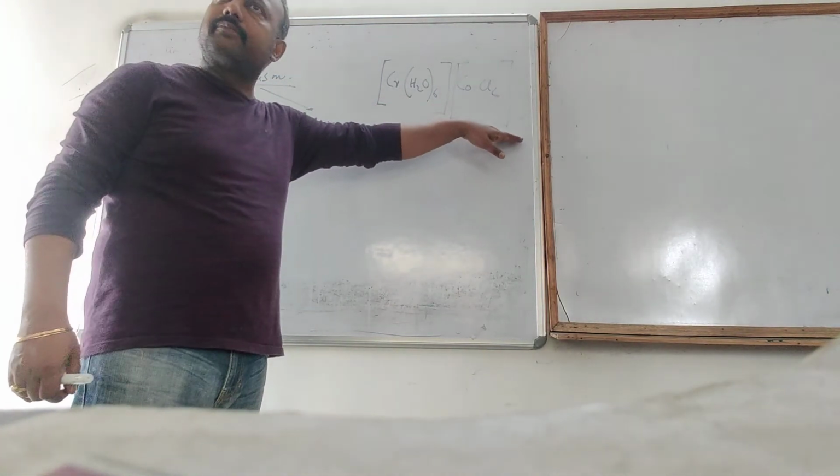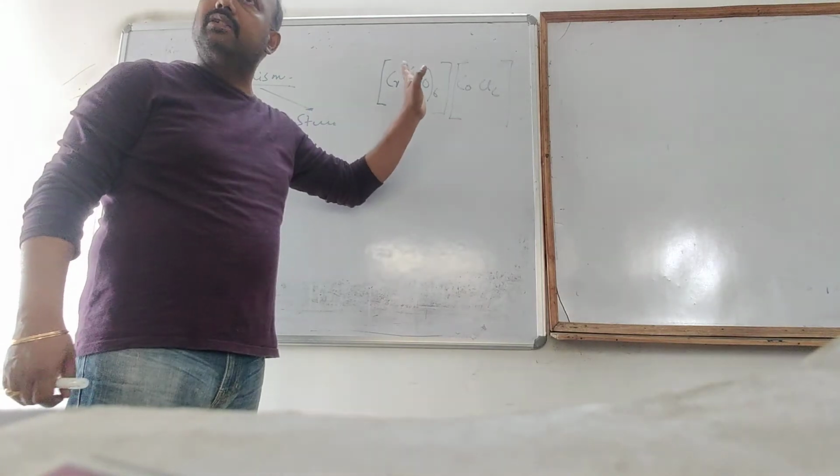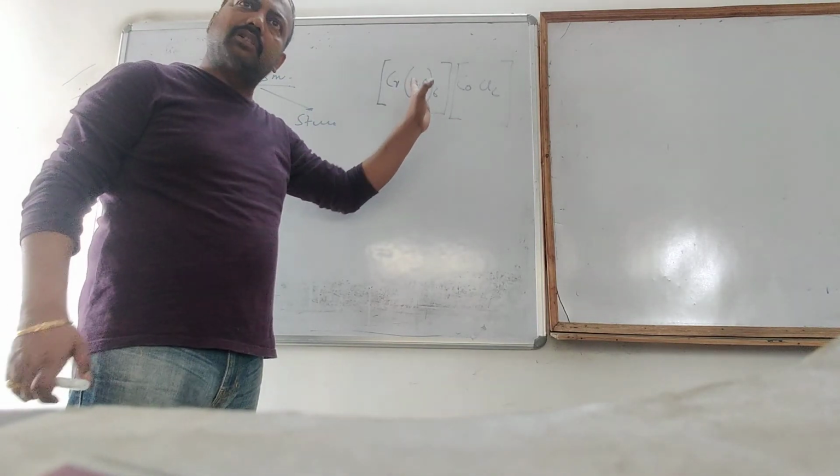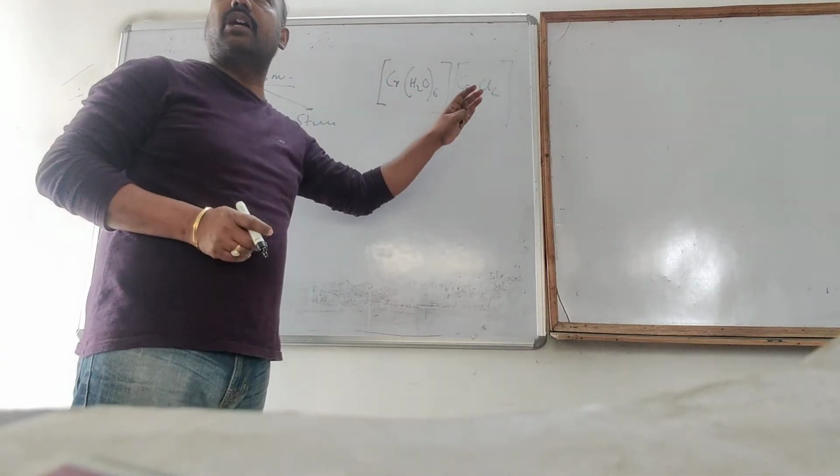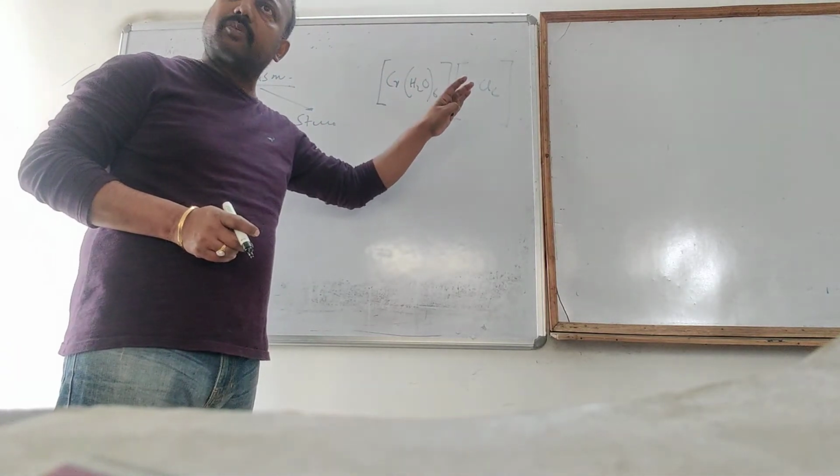This is the negative ion. Both are complexes. Okay? It can show coordination isomerism.